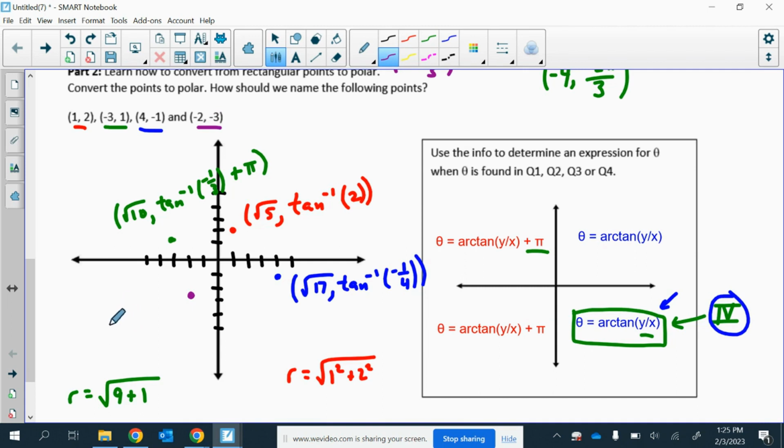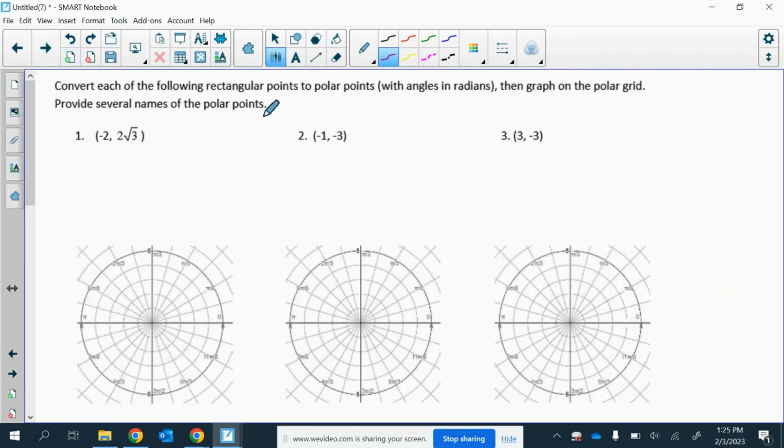Finally, negative 2, negative 3, I end up with the square root of 2 squared plus 3 squared. And then if I plug in y and x, I get arctangent of 3/2. But remember, that's going to get me something in the first quadrant. And if I want something in the third quadrant, I have to add pi. So these would be the 4 points that I end up getting. Now let's convert 6 more points and call it a day. These are from rectangular to polar.